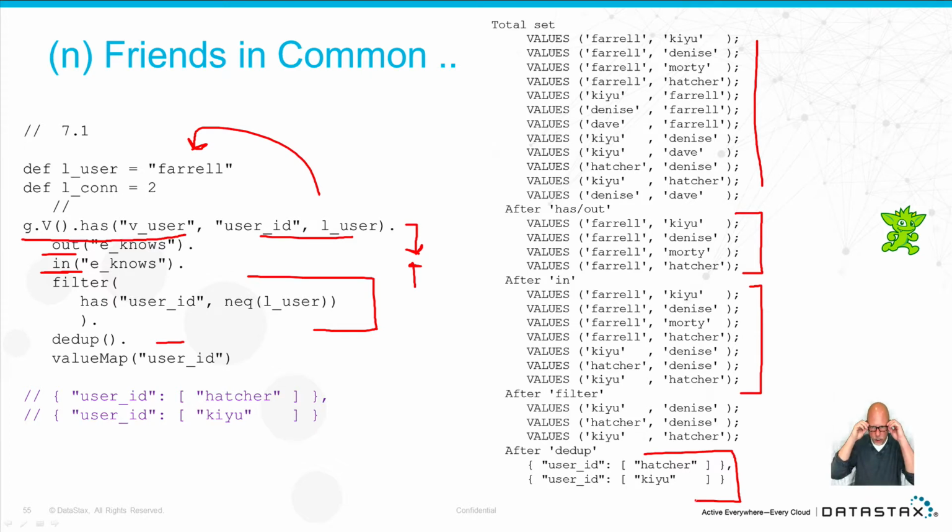Again, I know Hatcher, Q, and Denise. I knew Morty, but Morty doesn't know anybody. I knew Denise, but the people Denise knows, they're too cool for me. I don't hang out with those people. I don't know them, so Denise gets disqualified. Denise and I do not have friends in common. But Q and Hatcher, I know them. They know people. I know those same people, thus they get returned.